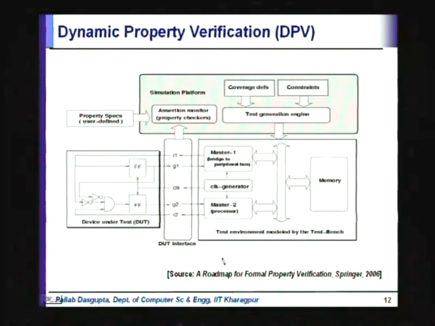Now, these properties are checked in 2 ways. One is what is called dynamic property verification, where this is what happens, that the property specification is entered by the user using some language like system verilog assertions or PSL. This is the simulation platform. So, here is the device under test, the design under test, which is the DUT, and we have the environment of that which is modeled by the test bench.